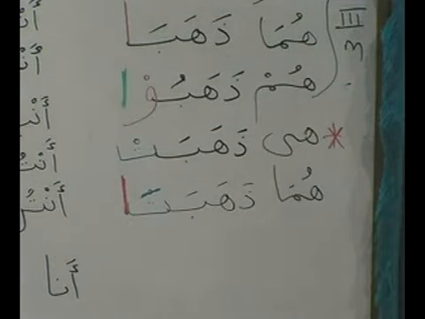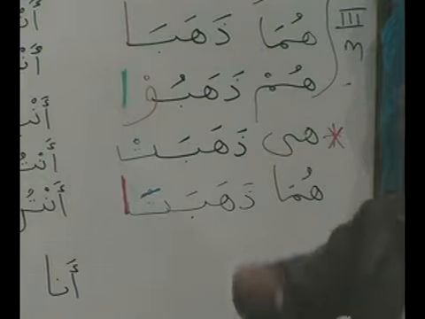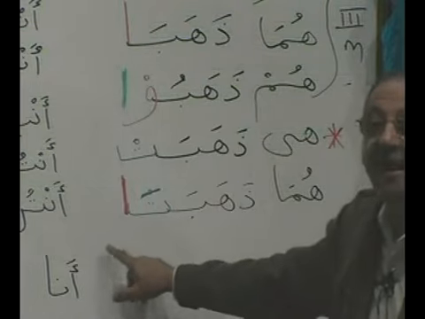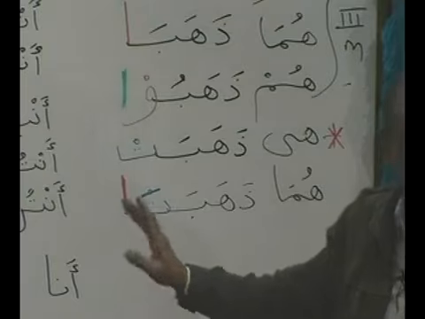Where is the verb? Zahaba. What is the next thing? Ta Ta'nees. And what is the next thing? Fa'il. So see, this has got three sections: fi'l, Ta Ta'nees, and fa'il. Remember this, brother.